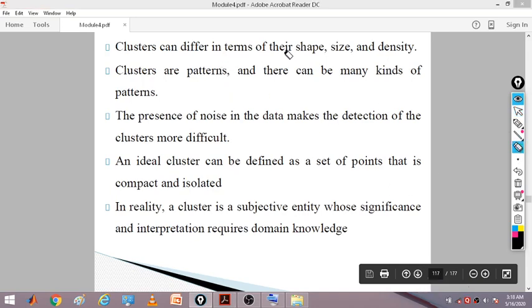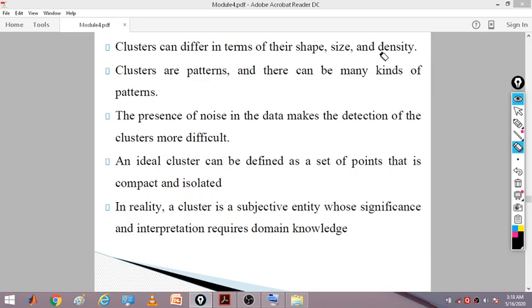Clusters can differ in terms of their shape, size and density. When we plot them on a graph, they can occupy any kind of shape, size and density. Some clusters may have few items, while some have a lot more items that are very close to each other, so they are very dense. Clusters are patterns, and there can be many kinds of patterns. You can take one cluster as one particular pattern. The presence of noise in the data makes the detection of clusters more difficult.